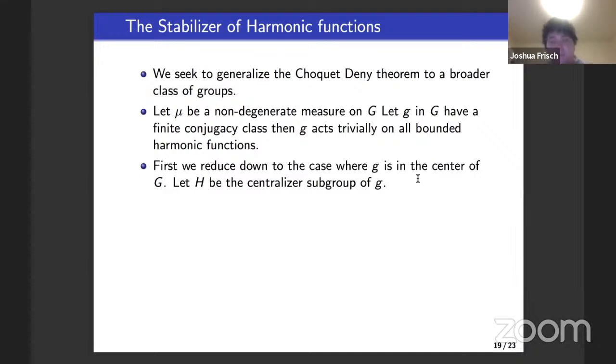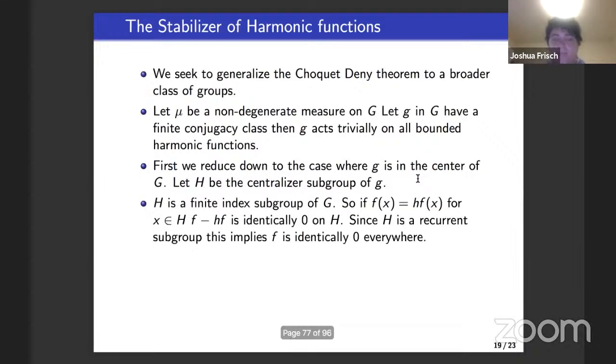Let H be the centralizer subgroup of G. So H is the group of all things which commute with G. Because G has finite conjugacy classes, H is a finite index subgroup of G. So if H acts trivially on H, then f minus h of f is identically zero on H. And since H is a finite index subgroup and therefore recurrent, this implies that f is identically zero everywhere. So it actually just suffices to look at the case where instead of having finite conjugacy classes, you're literally in the center.